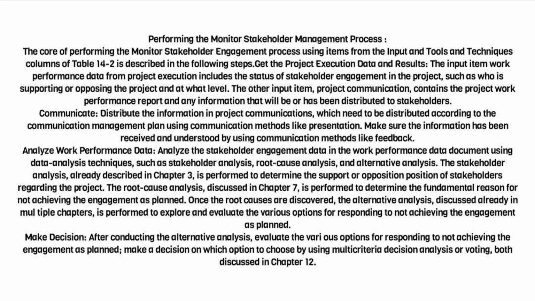The stakeholder analysis, already described in Chapter 3, is performed to determine the support or opposition position of stakeholders regarding the project. The root cause analysis, discussed in Chapter 7, is performed to determine the fundamental reason for not achieving the engagement as planned. Once the root causes are discovered, the alternative analysis, discussed already in multiple chapters, is performed to explore and evaluate the various options for responding to not achieving the engagement as planned.